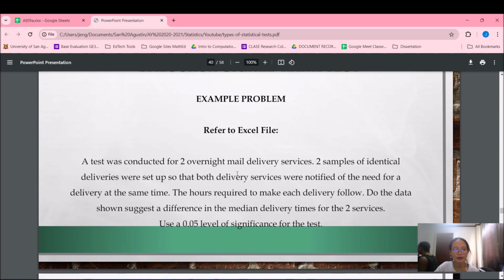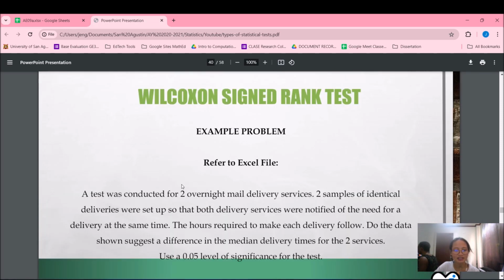And we have here the example problem. A test was conducted for 2 overnight mail delivery services. Two samples of identical deliveries were set up so that both delivery services were notified of the need for a delivery at the same time. The hours required to make each delivery follow. Do the data shown suggest a difference in the median delivery time for the two services? Use a 0.05 level of significance for the test.